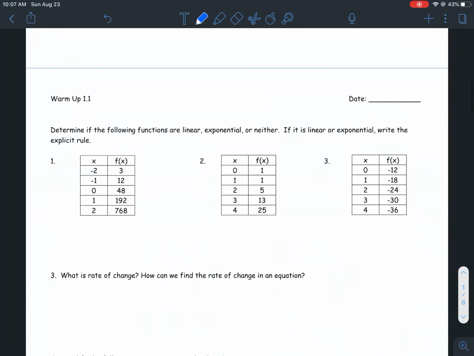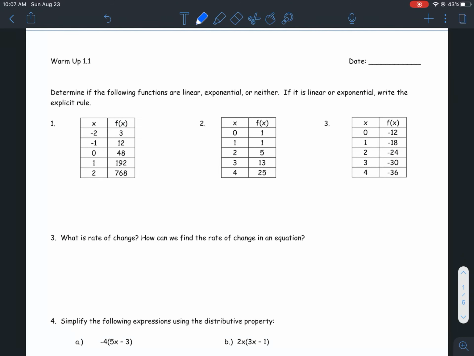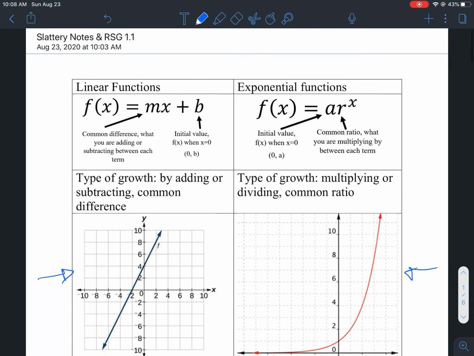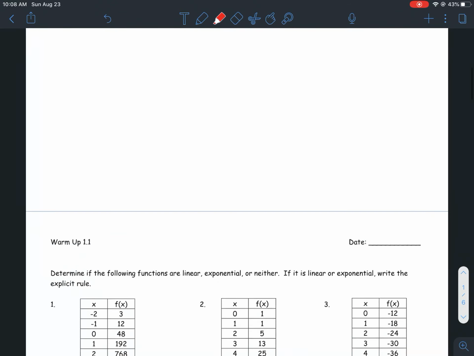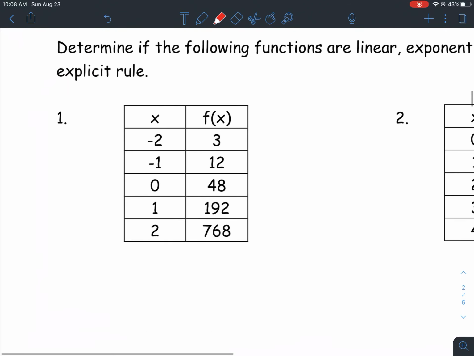To start out with, they gave us these function tables. Number 1 says determine if the following functions are linear, exponential, or neither. If it is linear or exponential, write the explicit rule. So what they want us to do is find out if these functions are changing with a common ratio or with a common difference. If we're changing with a common difference, we are linear. If we're changing with a common ratio, we are exponential. So let's go ahead and find out.